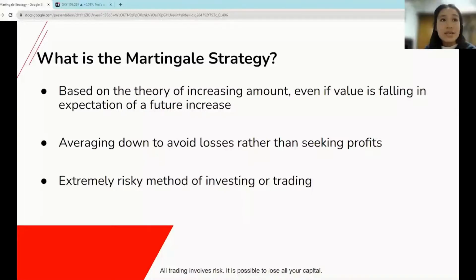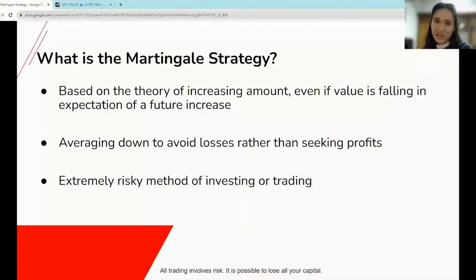And that's why the martingale strategy is based on the theory of increasing amounts, even if the value is falling in expectation of a future increase. So it's based on the idea of averaging down in order to avoid losses rather than seeking profits. And it's also an extremely risky way of investing or trading, since you are just betting, basically.